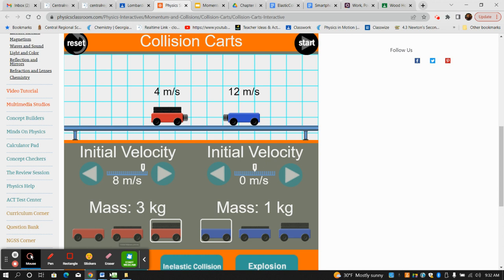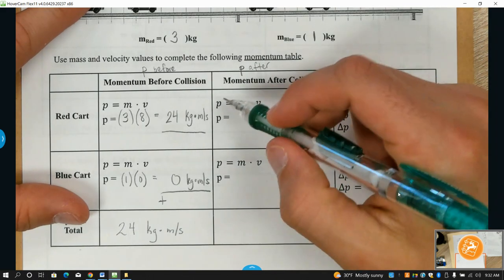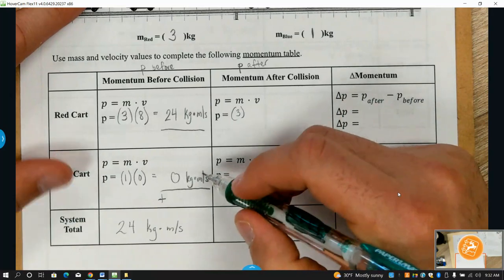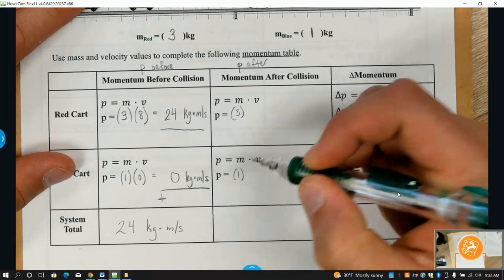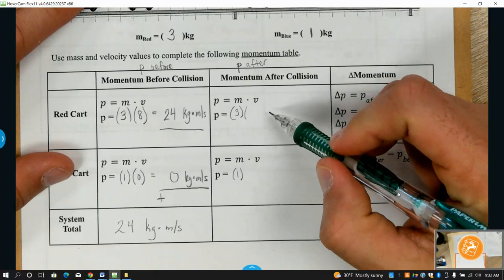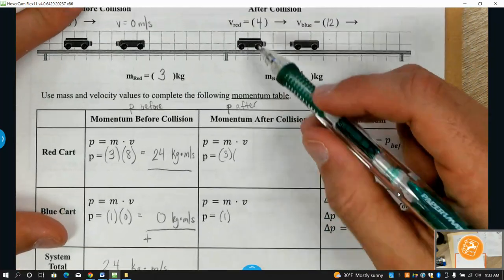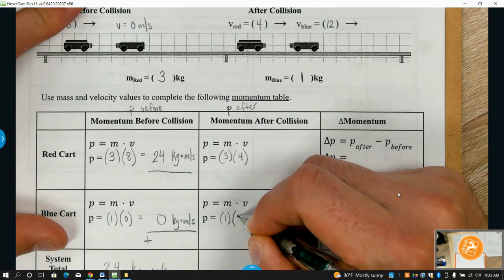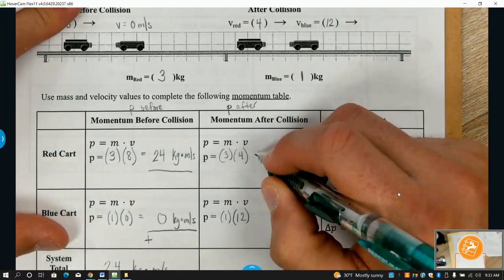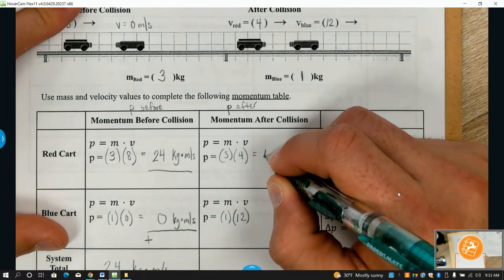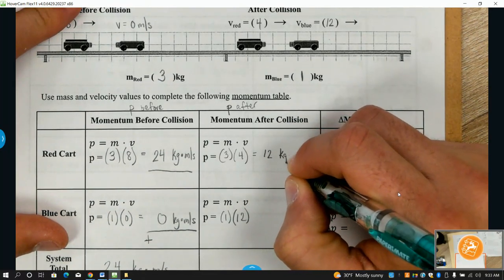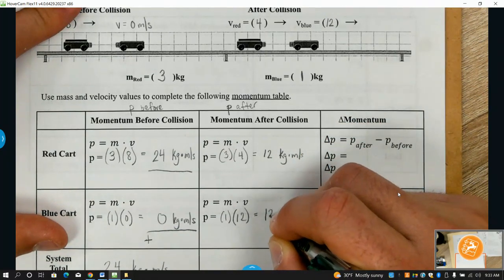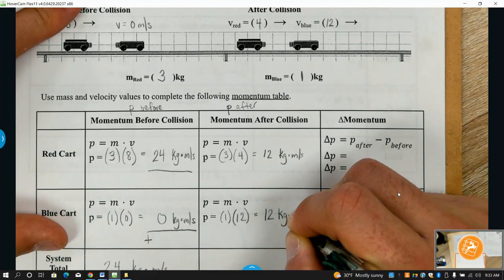So I have my 4 and 12 after the collision. Guess what? The mass of the red car didn't change, so that's still a 3. The mass of my blue car didn't change, so that's still a 1. But the velocities after, for my red car, it's a 4, and for the blue car, I have a 12. 3 times 4 is 12, and 1 times 12 is 12.